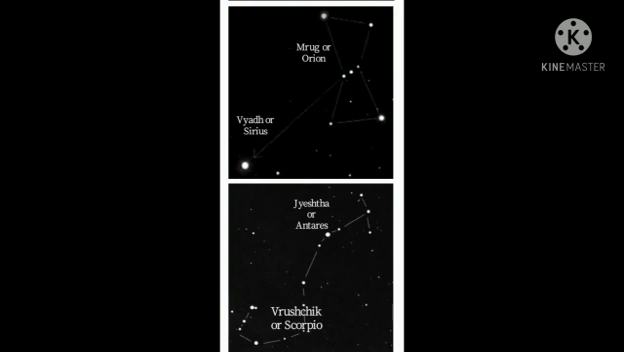Vrishchik or Scorpio is a constellation with 10 to 12 stars, of which one is the brightest. This constellation is below the equator in the sky of the southern hemisphere. In the third week of April, it can be seen in the eastern sky a few hours after sunset.